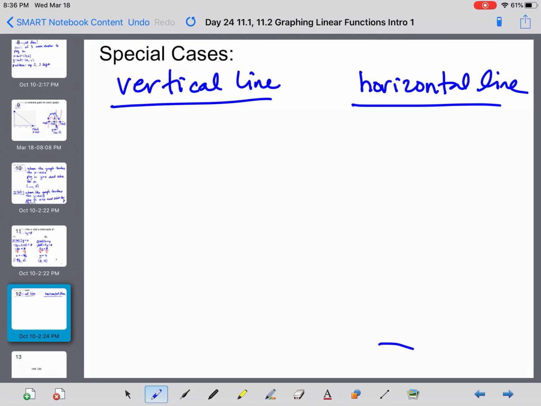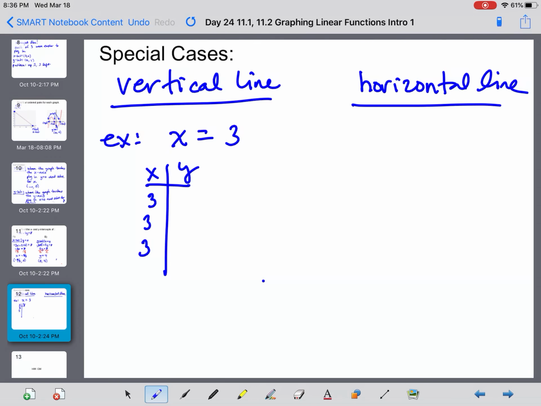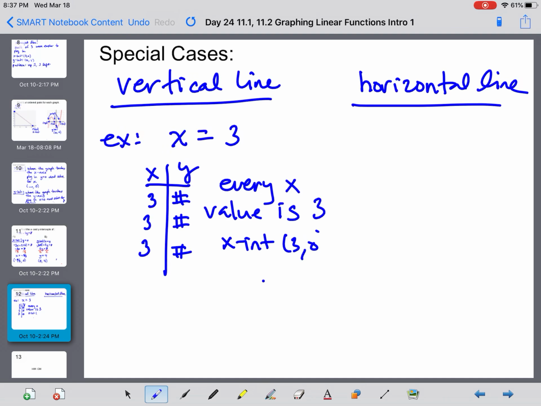Now, when we're looking at a vertical line, for example, it might be something like x equals 3. What that means is every single x value is going to be 3. So if you were to, for example, make a table of values to try to graph this, your x's would all be 3, and your y value would be whatever number it's going to be. That means your x doesn't change, but y can be whatever. Okay, this says every x value is 3. That means your x-intercept is at the point 3, 0. And then this means there would be no y-intercept.